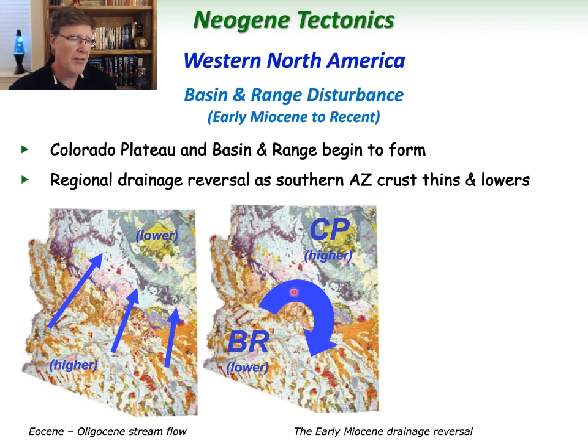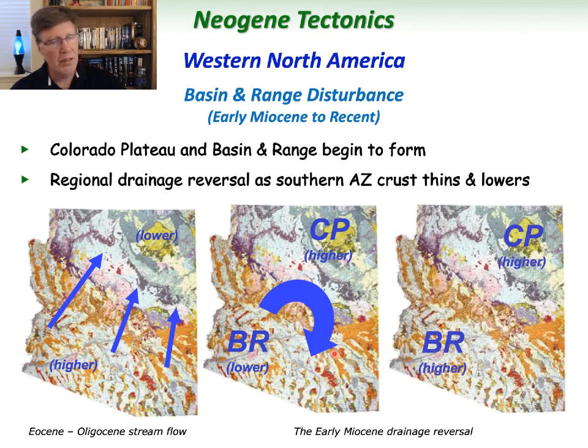So we can map all this out by looking at stream deposits of this time, and we can see the earlier deposits point to flow off to the north. Sometime during the early Miocene, we start to see south-flowing streams across central Arizona. This is called the early Miocene drainage reversal, and it just reflects the change in elevations of the two different areas. Really, it reflects the formation of the basin and range and the Colorado Plateau.